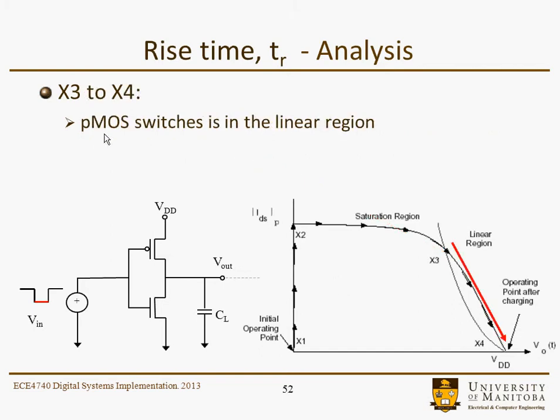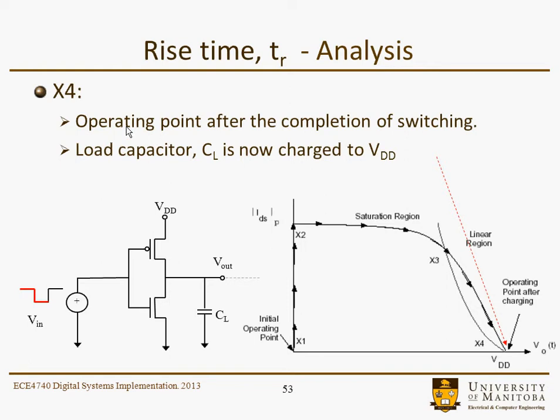So from X3 to X4, PMOS switches into the linear regime as we talked about before. And the final operating point will be after the completion of the switching. The load capacitor CL is now fully charged to VDD.